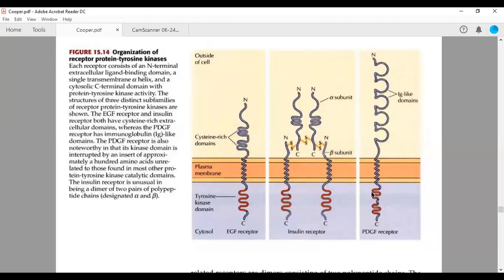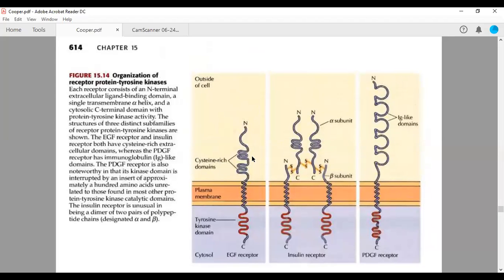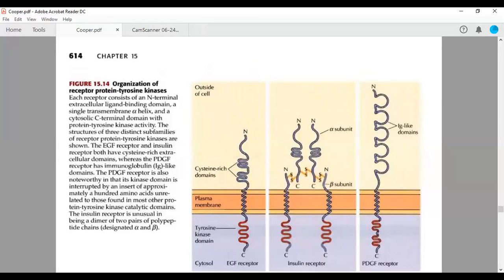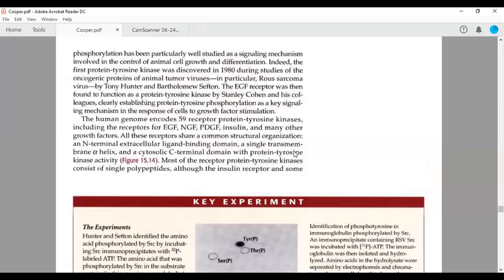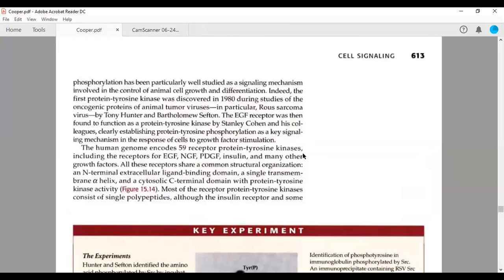But this is a link between two catalytic domains, and this blue color stretch is made up of some 100 amino acids. Okay, so you need to remember these things from this particular classification. Now the question is how the discovery of receptor tyrosine kinases was done and how they were important to understand the overall functioning of cell signaling pathways. So now this particular experiment is very, very important.